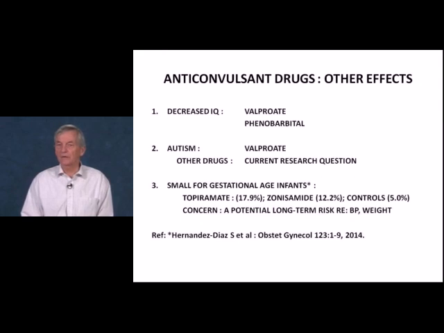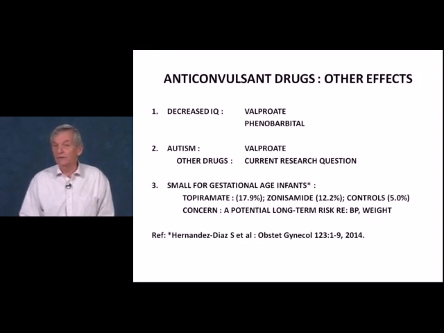But the data available clearly shows that valproate is associated with a significant decrease in IQ, as well as phenobarbital. And also, there's pretty good evidence that the child exposed to valproate has a much greater risk for problems like autism. We get a lot of phone calls from women asking whether their child's autism could be related when the mother took other drugs like levetiracetam, lamotrigine, carbamazepine, whatever. The systematic studies just haven't been done to settle whether or not other anticonvulsant drugs are associated with increased risk for autism.